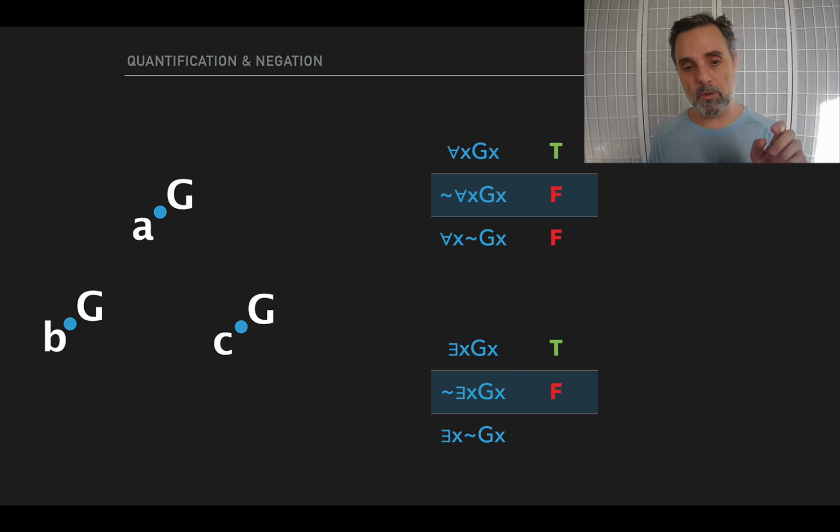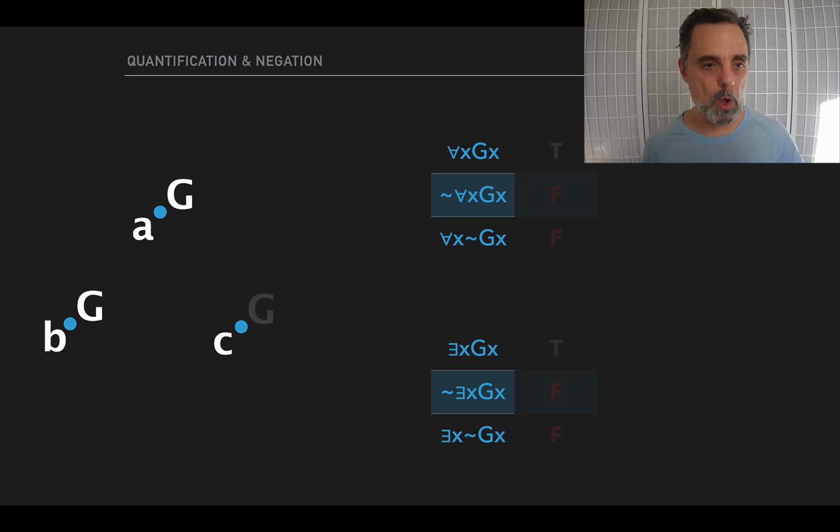No. So that last quantification is also false. Okay, good. What if we considered a slightly different scenario where it turns out that while A and B both have the property G, C does not have it. So maybe A and B are both giraffes, but C is a lion. Okay. Now what's going to happen?